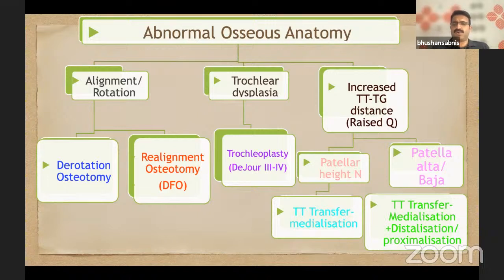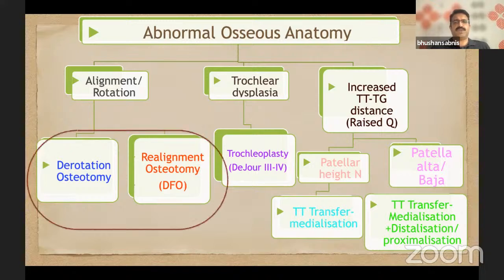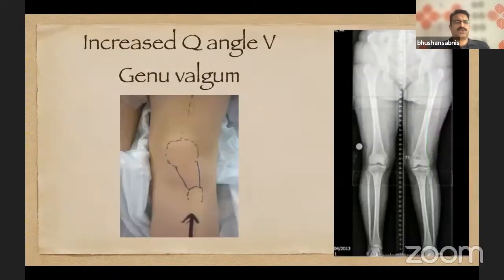Of course, we know about trochleoplasty. We are going to hear a lot about it. And of course, the patella height, whether it is patella alta or baja, needs to be corrected. You can distalize or proximalize a tibial tubercle based on the kind of deformity you have and what you are dealing with. Today, we're just going to talk about an osteotomy for correcting the coronal plane alignment.